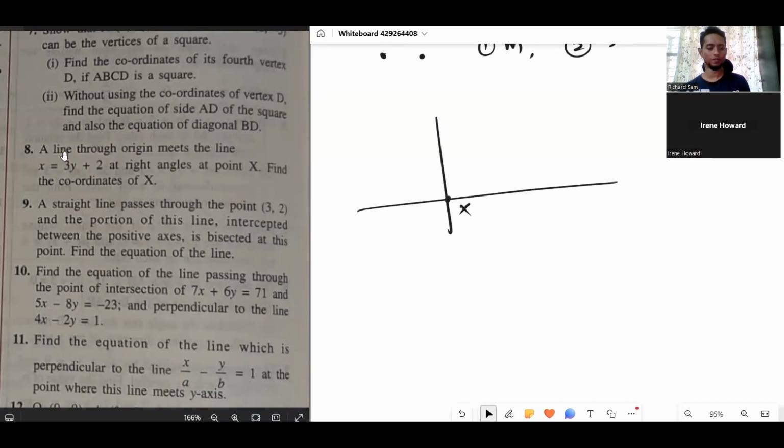The first line passes through the origin, so one of the points on it is 0, 0. The other line's equation is given: x is equal to 3y plus 2. That's all we have. On the first line, we have one point. On the second line, we have the equation, and you have to find this point.